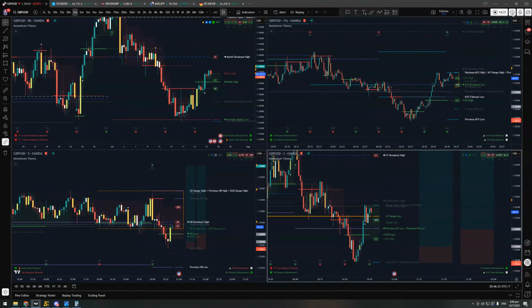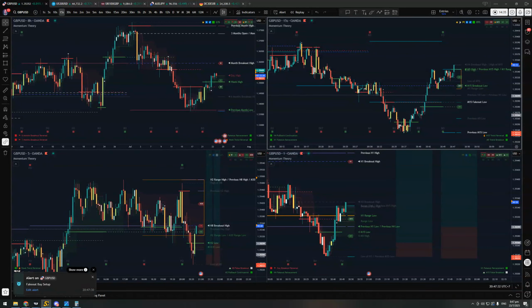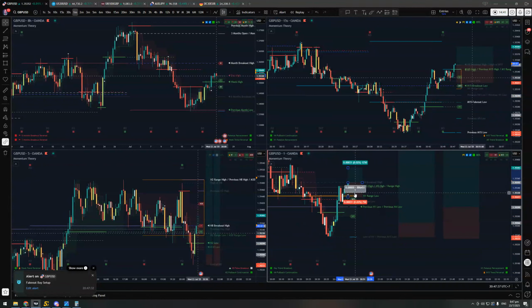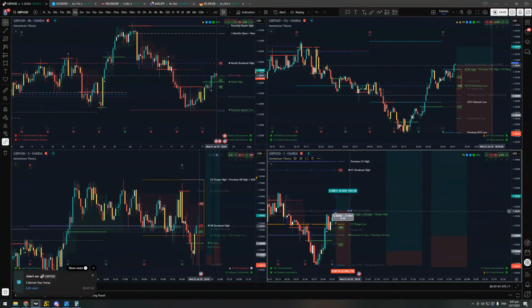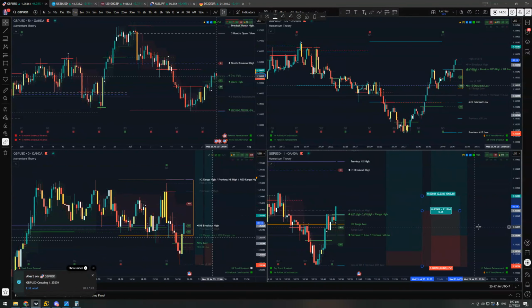Okay, not yet. Okay, pushing on out. Closed above, and that's all I need. So I took that move on the 15 seconds here, looking at the 1 minute levels. And here's the last entry. I could continue on with the 5 minute and all that stuff, but I'm happy with this one.